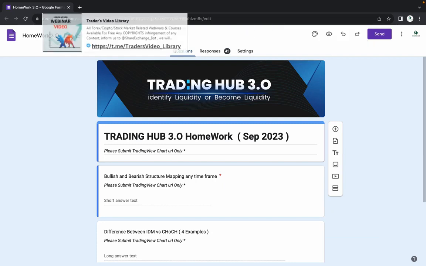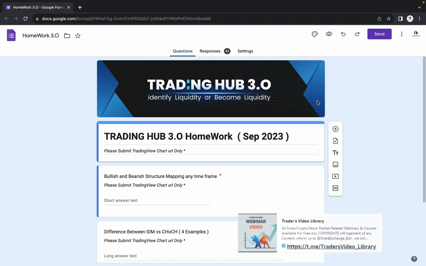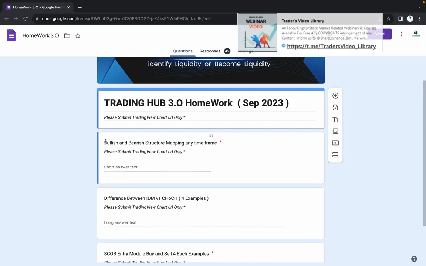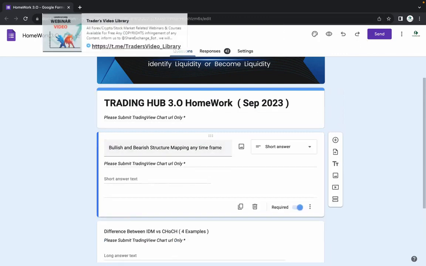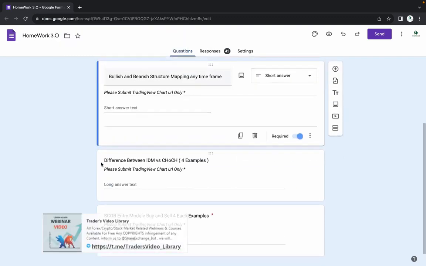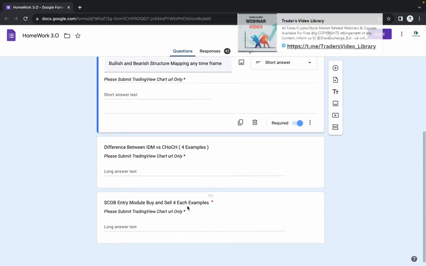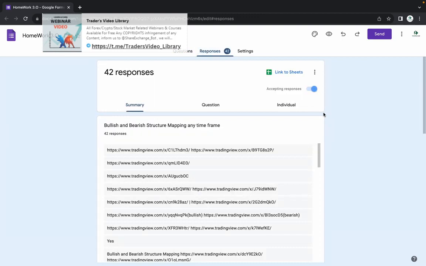As you know, as per the announcement, we are going to do the homework check. I posted it 2 days ago, with 3 questions. First, you need to share your chart with the police and various structure mapping on any time frame. The next question was the difference between inducement and chalk, at least one example, and a single candle order block buy and sell example each. Almost 42 members submitted their homework here.